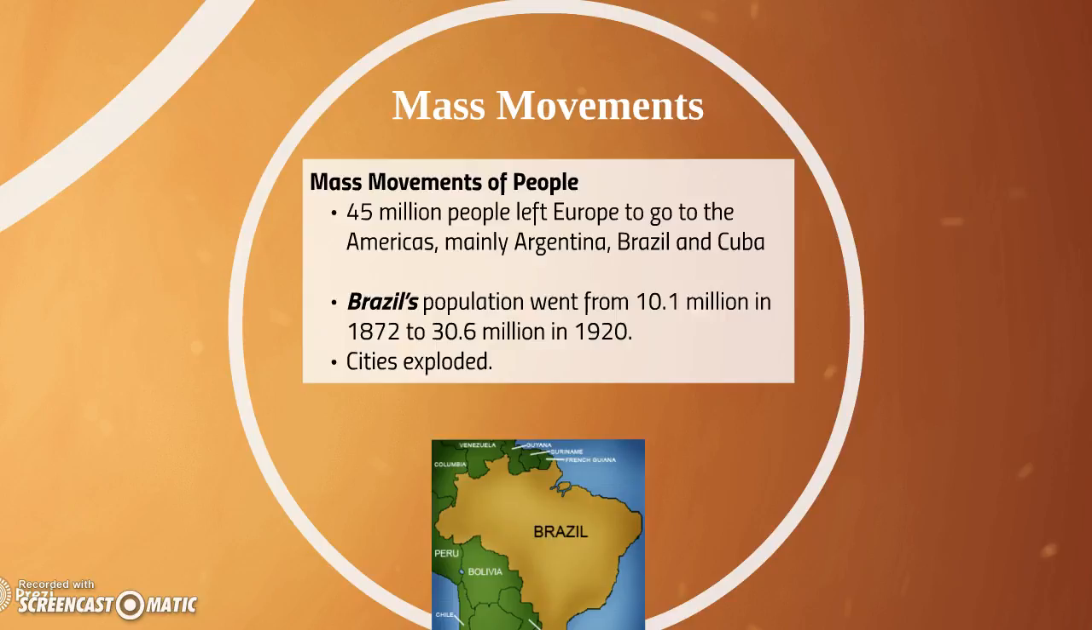Brazil's population, for example, went from 10 million at the beginning of this period to almost 31 million in 1920. That's a threefold increase. The cities of Brazil exploded, principally Rio de Janeiro and Sao Paulo.